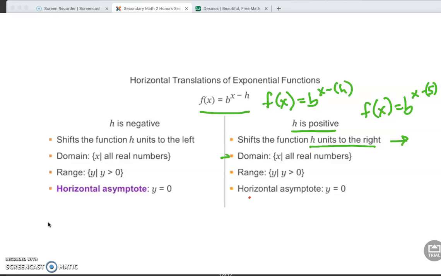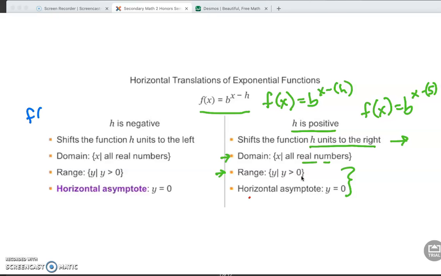Now, the domain is going to be all real numbers. We can put anything we want in here for x and find something. And the range is going to be y is greater than 0. Remember that this is going to approach, but not get all the way to 0. That's why this is a horizontal asymptote. So the horizontal asymptote is y equals 0. So our range, or all the y values, are going to be greater than 0. They don't equal it. So those two are always related. Whatever your horizontal asymptote is, your range is going to be greater than that. Now let's look at our negative, if h is negative.